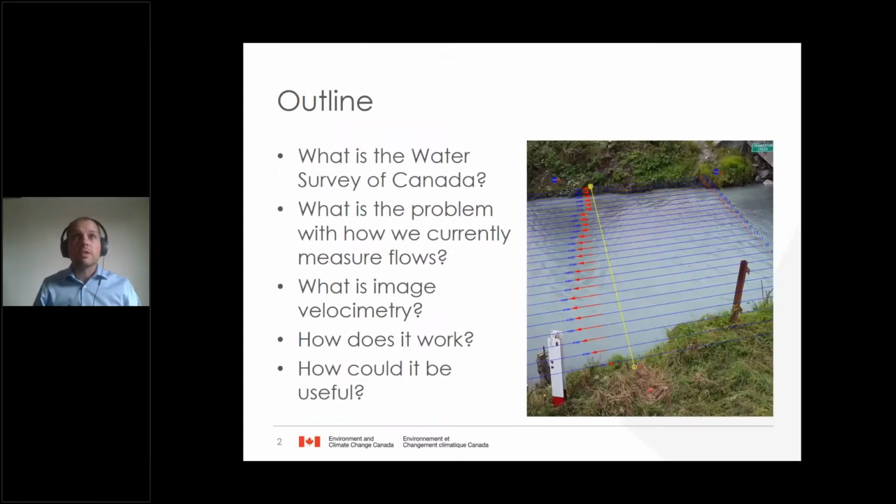So I'll get right into what I hope to talk about and the questions I hope to answer. First, I'll give an introduction to what the Water Survey of Canada is and what we do. And then secondly, what is the problem with how we currently measure flows in rivers? And then lastly, a series of questions. What is image velocimetry? How does it work? And how could it be useful?